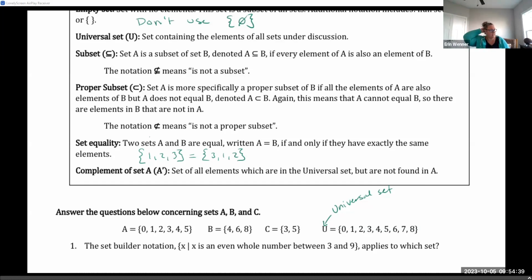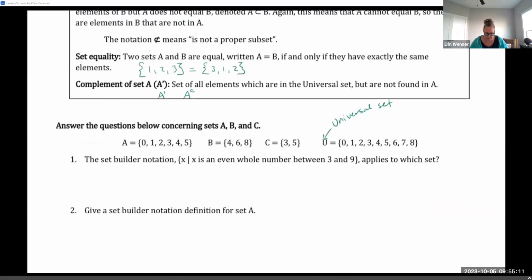And then the last idea we have is the complement of a set. You'll see that written as A with an apostrophe after it. You'll also see it written as A with a little C above it, meaning it's the complement of A. It's the set of all elements which are in the universal set, but not found in A. I know, a lot of words, okay?